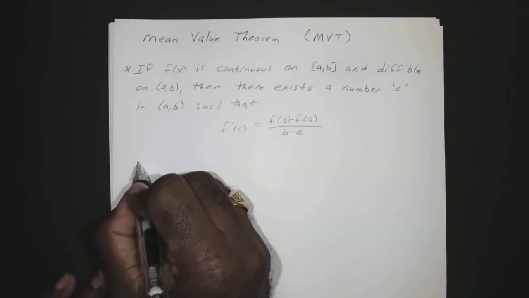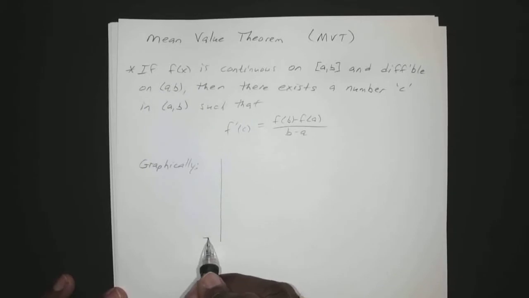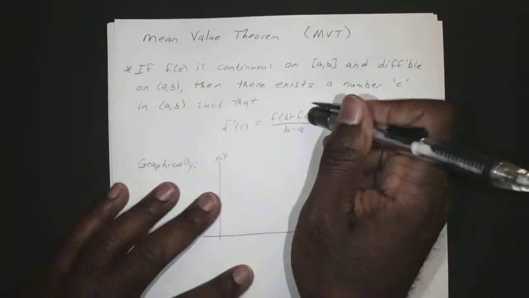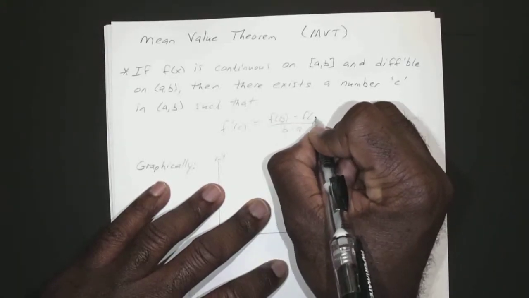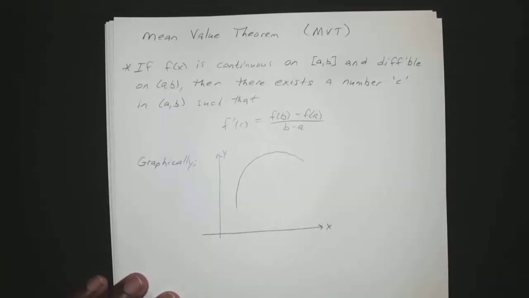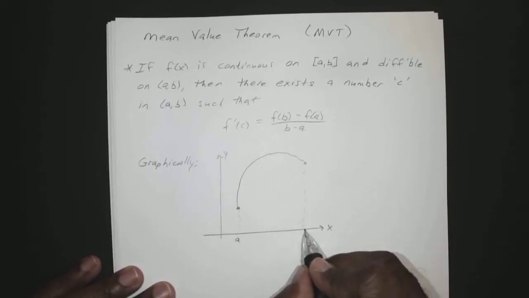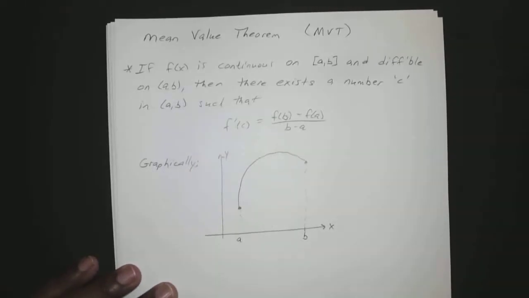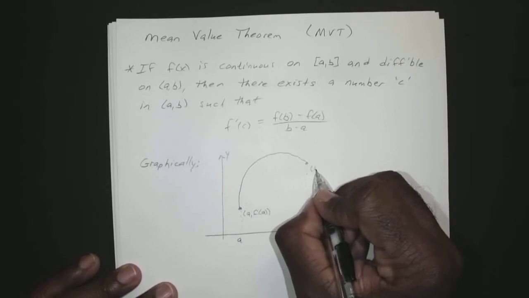All right, now if we were going to look at that as far as a graph, say we draw our x and y axis. Okay, so let's say we have some random graph here. It doesn't have to be straight, any crooked looking graph. Let's say we have our value A here and our value B there. That means this point would be A, f of A, and this point would be B, f of B.